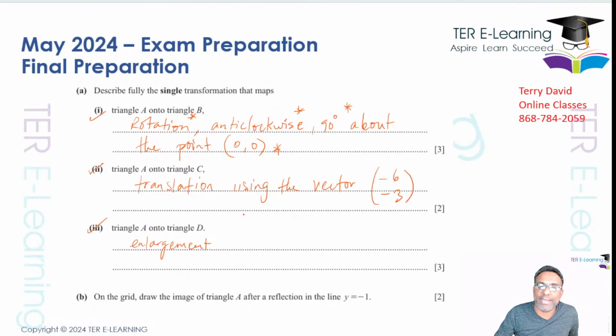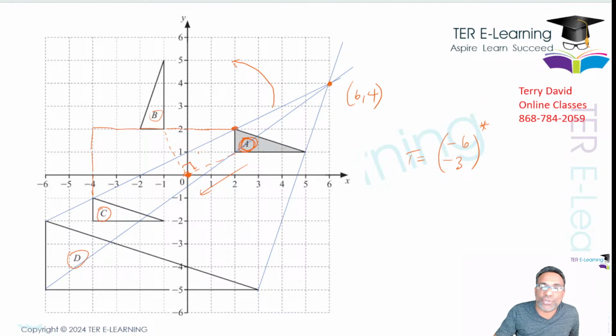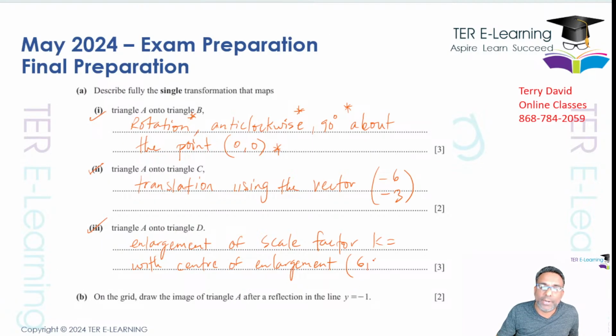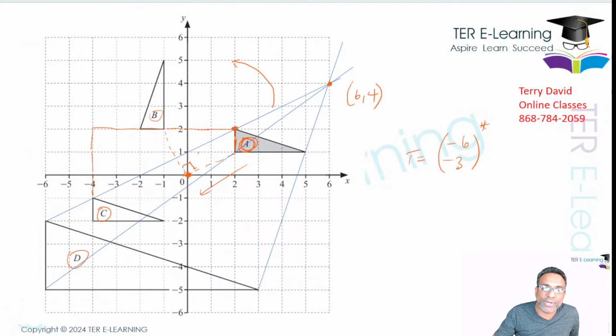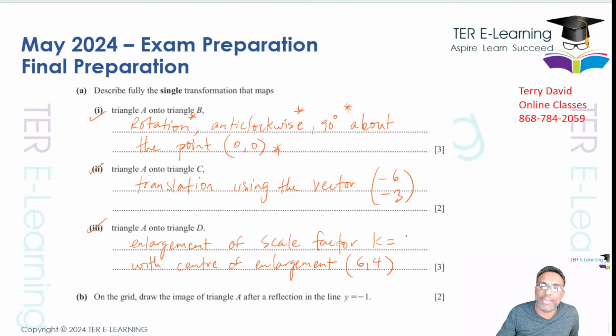So you're going to say enlargement of scale factor K, with center of enlargement. I still need to work out the scale factor. The center of enlargement, we worked out by drawing the construction lines. That's 6, 4, so you're going to say 6, 4 here. To work out the scale factor, all we need to do is compare 2 lengths. Let's say we look at the height of the triangle here. This is 1 unit. But when you look here now, this is 3 units. So this length has increased by a factor of 3. Therefore, the scale factor K is equal to 3.